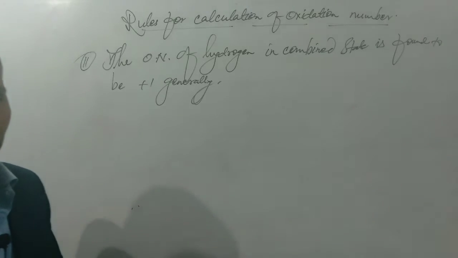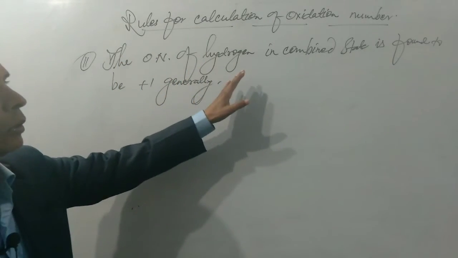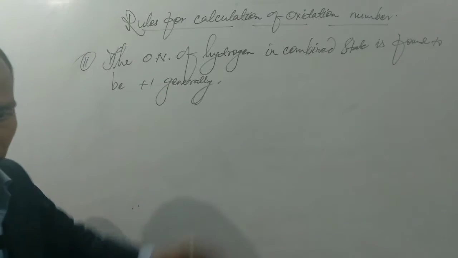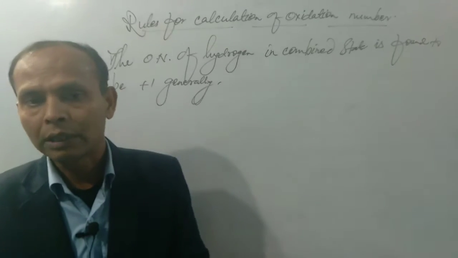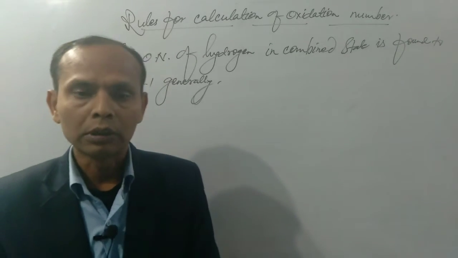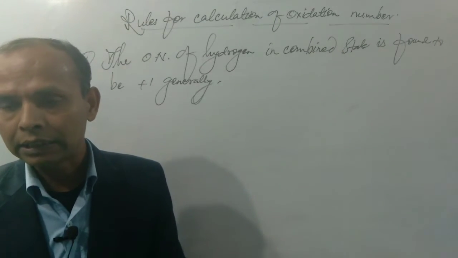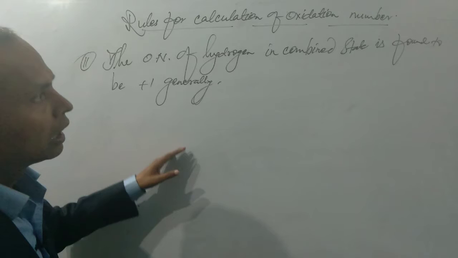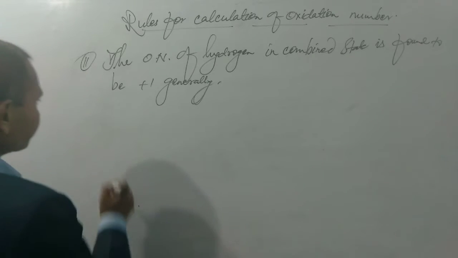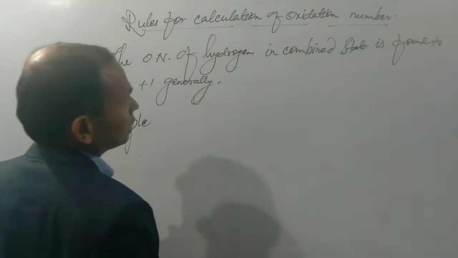This is another rule for calculation of the oxidation number of any element in a given molecule. The second rule tells us the oxidation number of hydrogen in combined state is found to be +1 generally. This is the second rule. And the third rule tells us the oxidation state of oxygen in combined state is found to be -2. First we have to discuss the oxidation state of hydrogen in combined state. We have to take some examples to illustrate such rules.